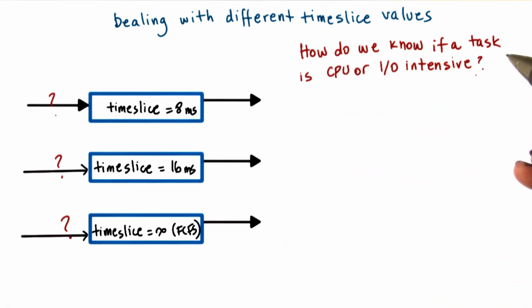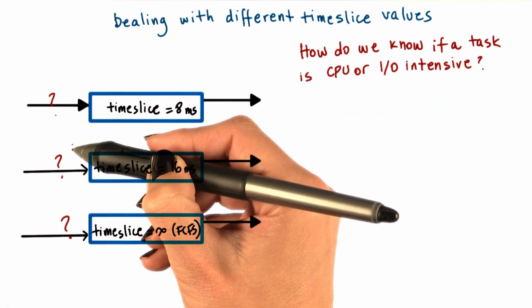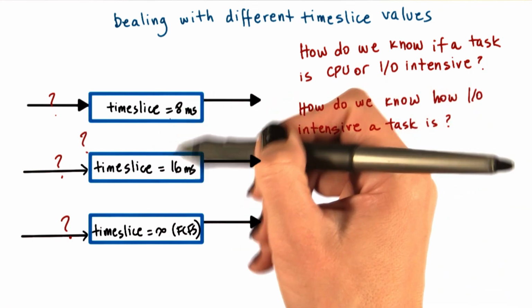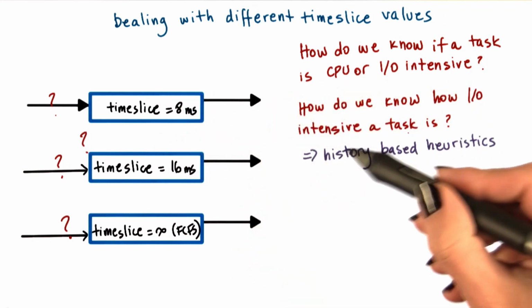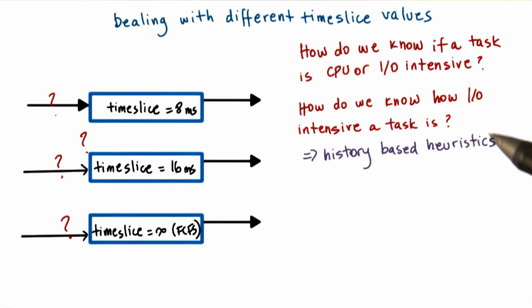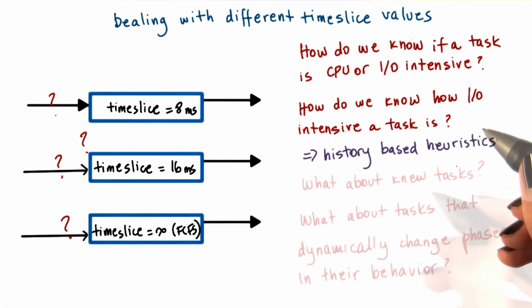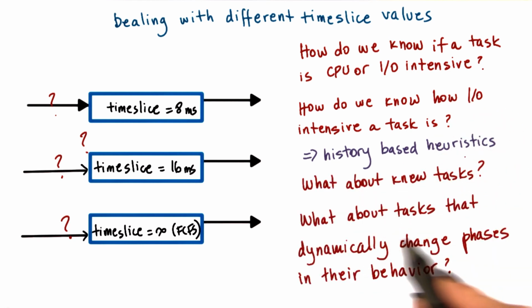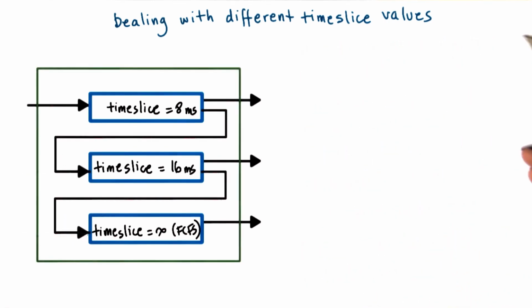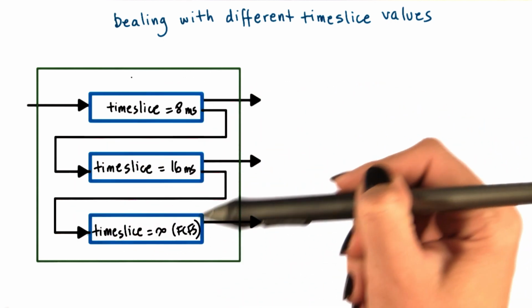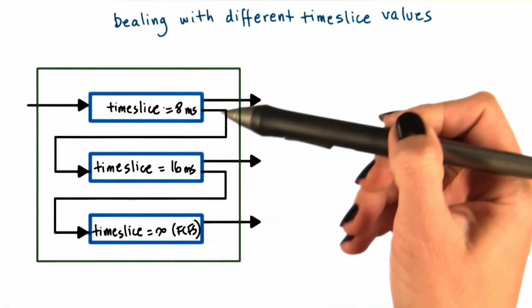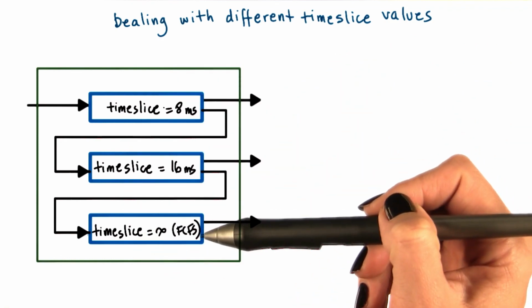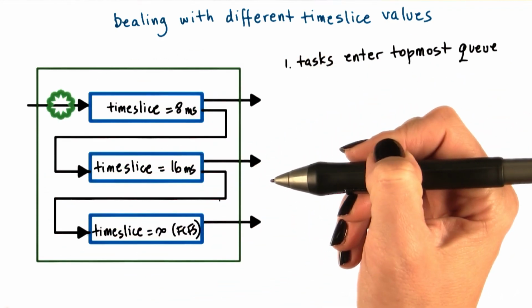But how do we know if a task is CPU or I/O intensive? How do we know how I/O intensive a task is? Now, we can use for that some history-based heuristics, like let this task run and then decide what to do with it, sort of like what we explained with the shortest job first algorithm. But what about new tasks? Or what about tasks that have dynamic changes in their behavior? To deal with those problems, we will treat these three queues not as three separate Runqueues, but as one single multi-queue data structure. This is how this data structure will be used.